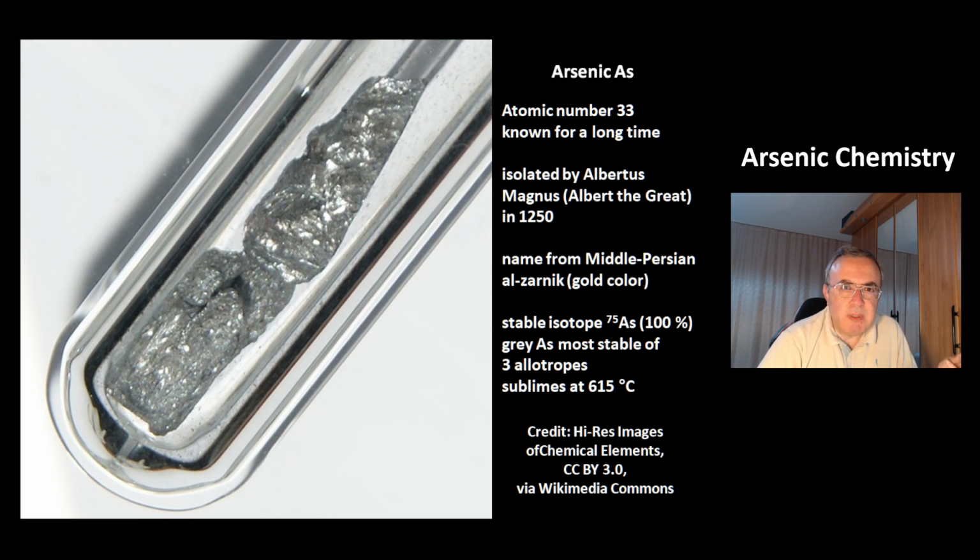In nature, there's only one stable isotope, that's arsenic-75. And there's gray arsenic, which is the most stable of three allotropes. Allotropes are different forms of the same chemical element. Arsenic sublimes at a temperature of 615 degrees Celsius.